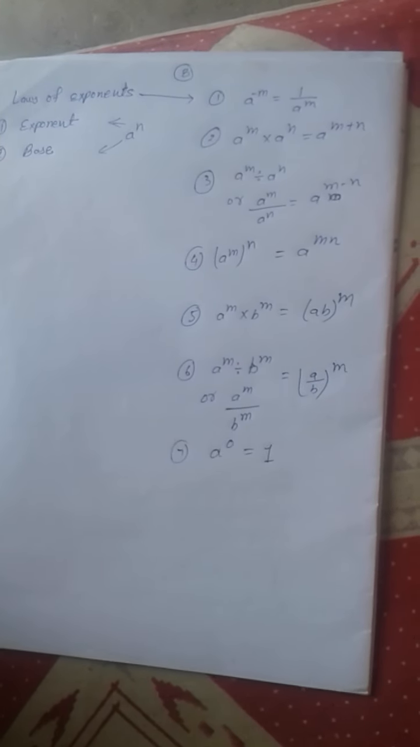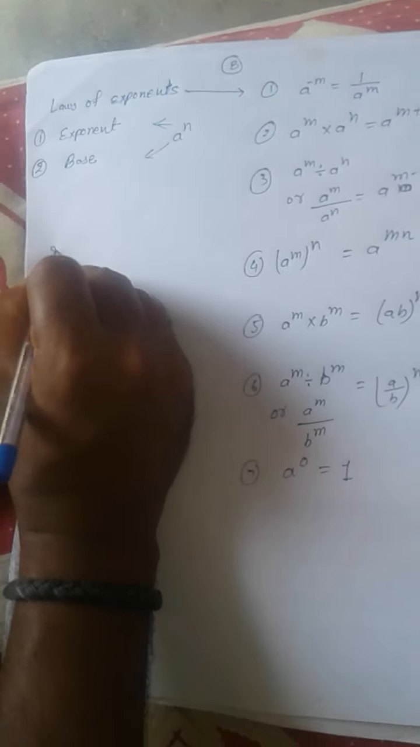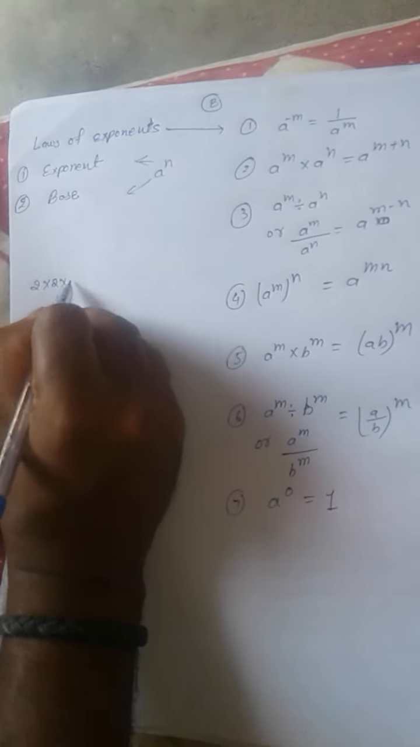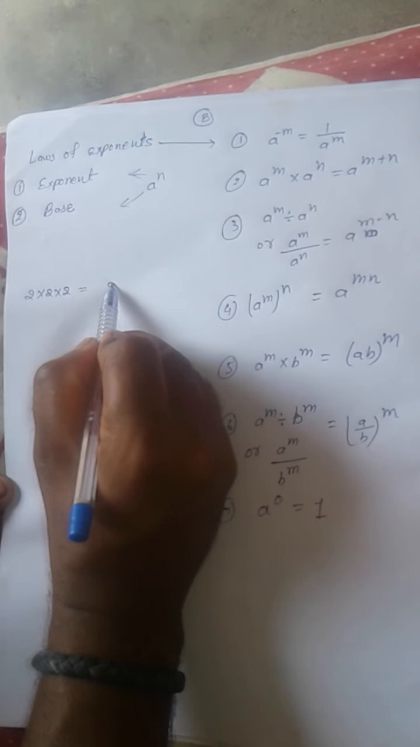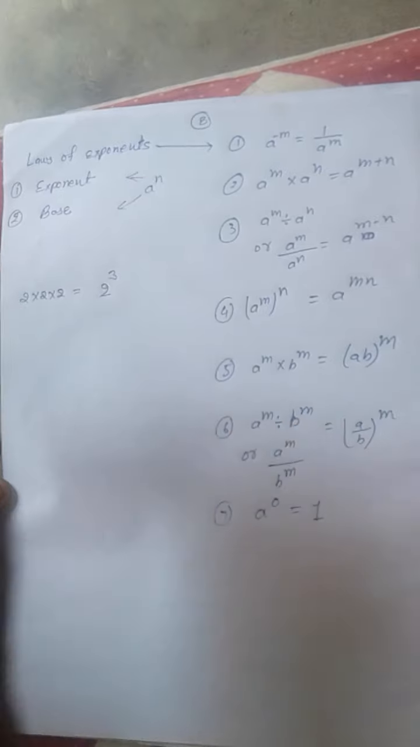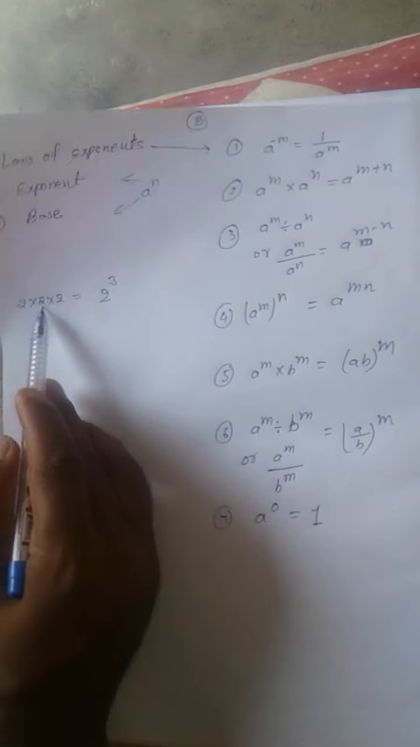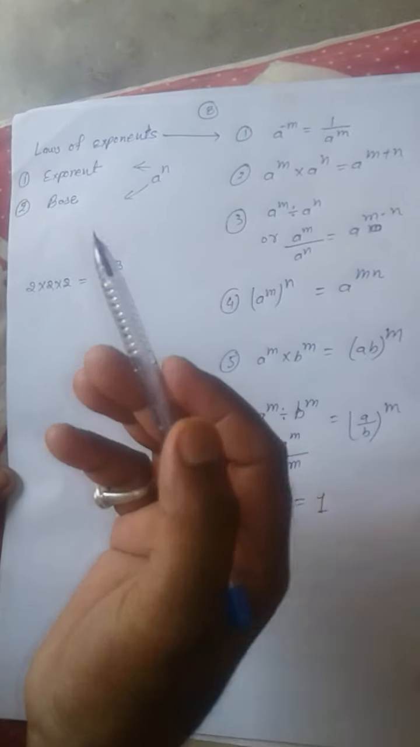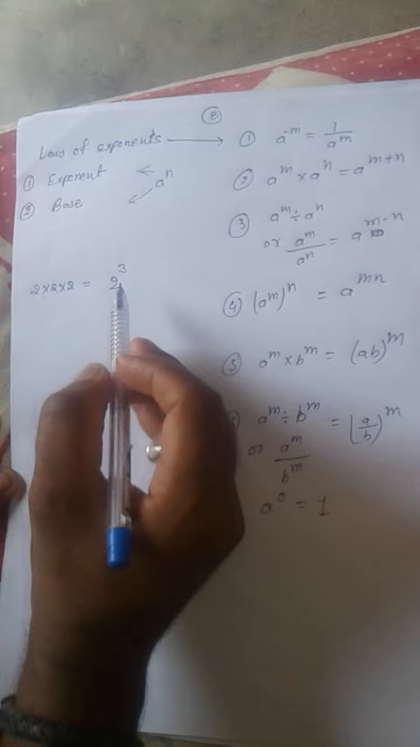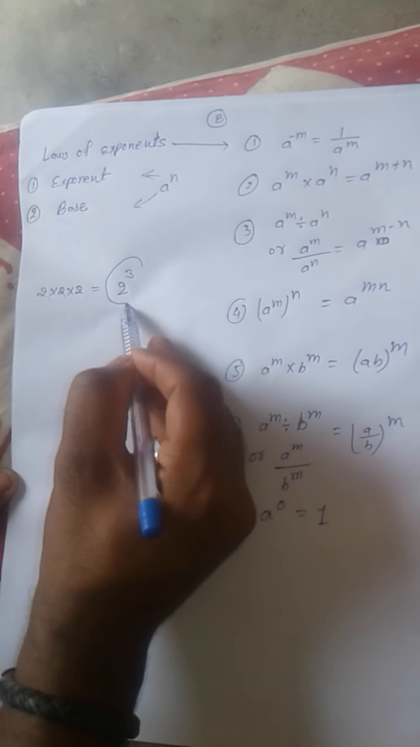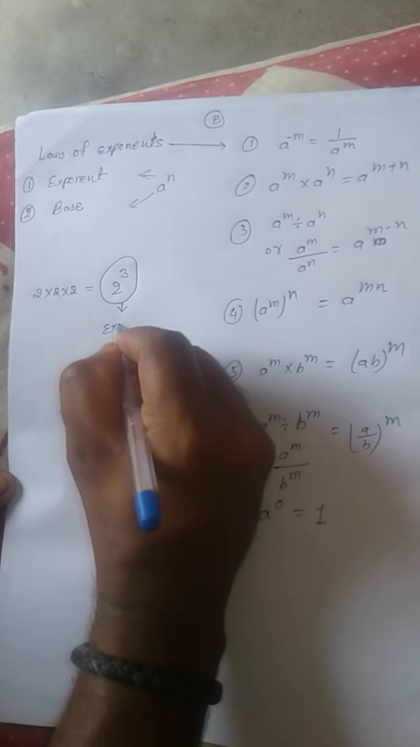Exponent. What is exponent? Guys, you know that 2 into 2 into 2, we can also write it as 2 to the power 3. Why 2 to the power 3? Because we multiplied 2 thrice, that's why we can write it as 2 to the power 3. The representation of number in this form is called exponential form.